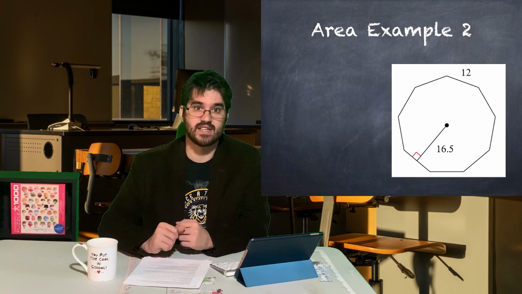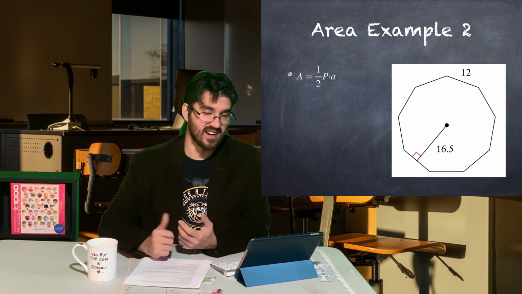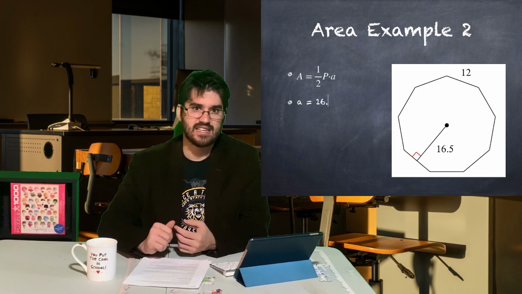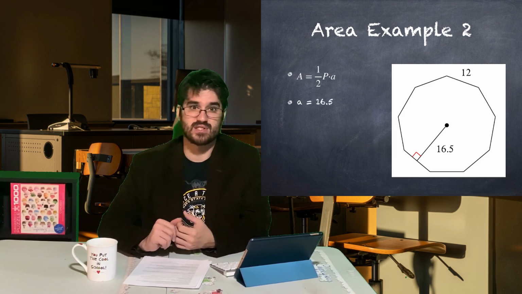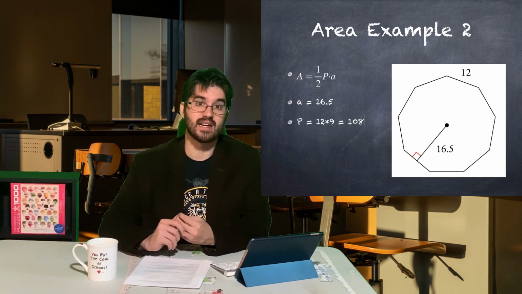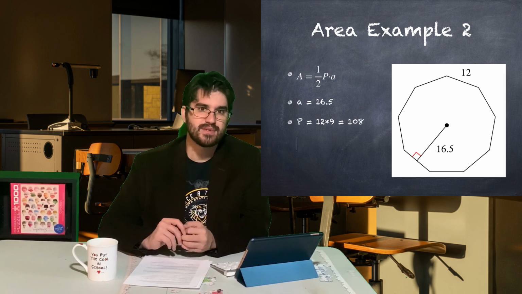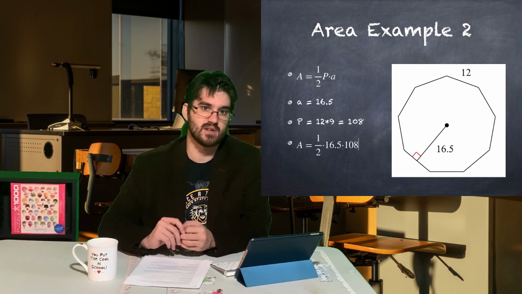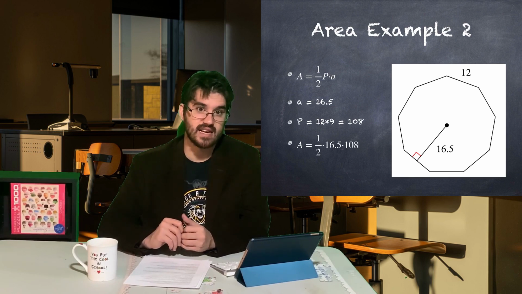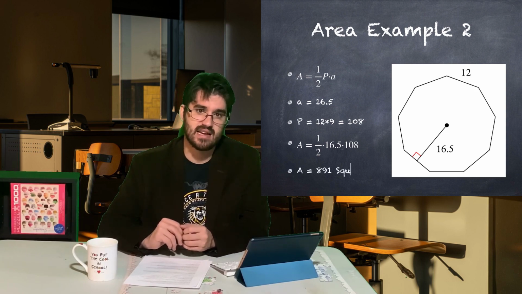For this next figure, I'm going to use the perimeter formula. So it's a nonagon, it has 9 sides, and each side length is 12 units long. That means I can find the perimeter by doing 9 times 12, which is 108. So I can use the perimeter in the formula 1/2 times apothem times perimeter, and it will give me 1/2 times 108 times 16.5, and it comes out to be 891 square units.